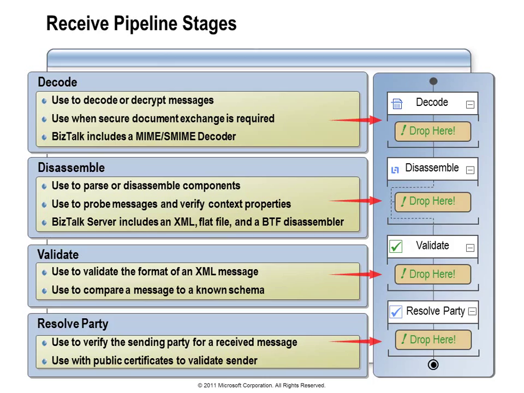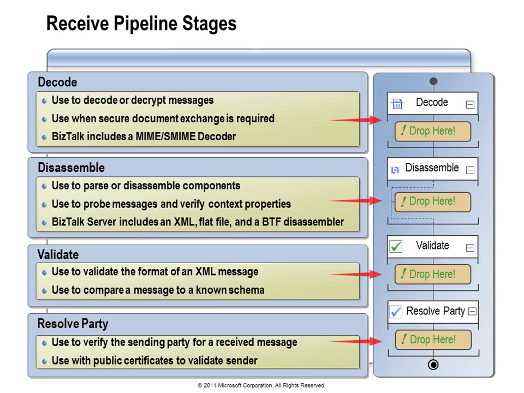Now, to look at the specifics of this receive pipeline diagram, you can see the four stages are decode, disassemble, validate, and resolve party. The first component in the decode stage is going to receive the raw bytes from the source, which is typically a receive adapter. So it would only make sense that these components need to know how to convert that raw stream of bytes into a message. So this is where decryption would occur, for example. And then after decoding, the message is passed off to the disassemble stage.